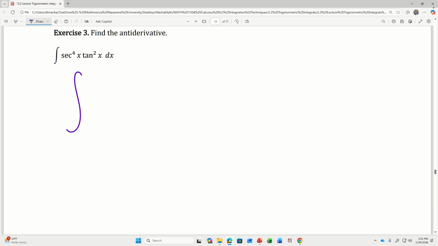And so I'm going to convert one of those secant squareds into 1 plus tangent squared. I've got a tangent squared from my original numerator, and then I'm leaving behind one of the secant squareds. I'm leaving behind one of those secant squareds on purpose because for my u substitution, I'm going to choose u equals what?